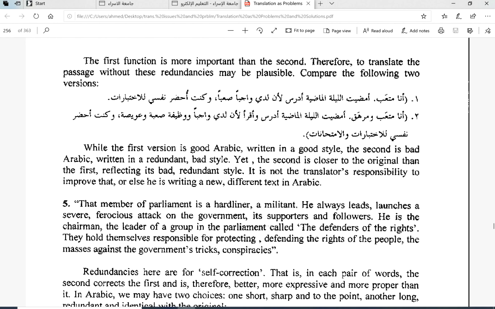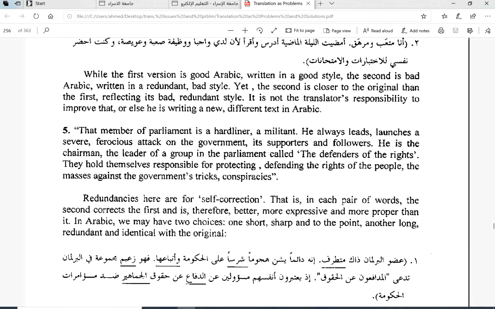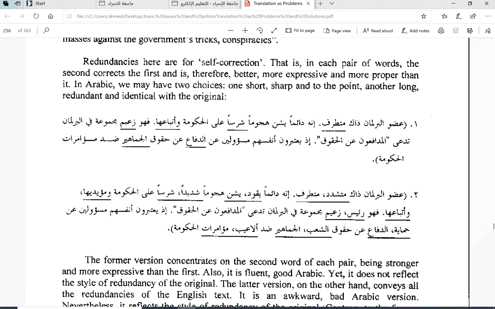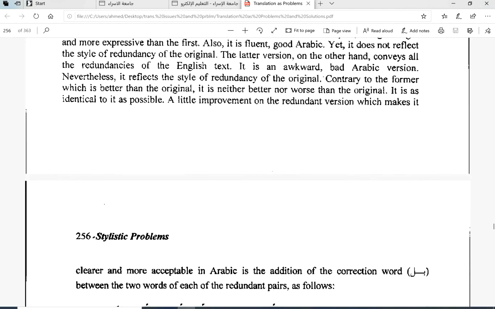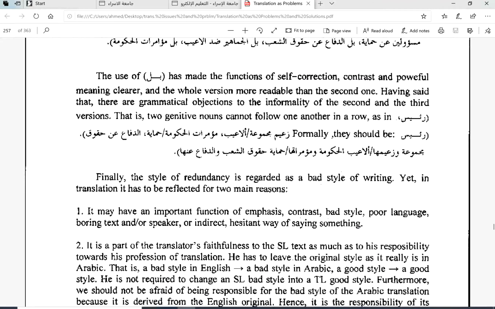And the second one is the better one, is much closer to the original, even though it has a lot of redundancy فيها اللي هي إعادة الكلمات مرة ومرة تكرار. It's not the translator's responsibility to improve that, or else he's writing a new different text in Arabic. That's why we say the second is closer to the original than the first. Same thing for number 5, also we're gonna use the same way. You could read this on your own. We're gonna go to the next example.